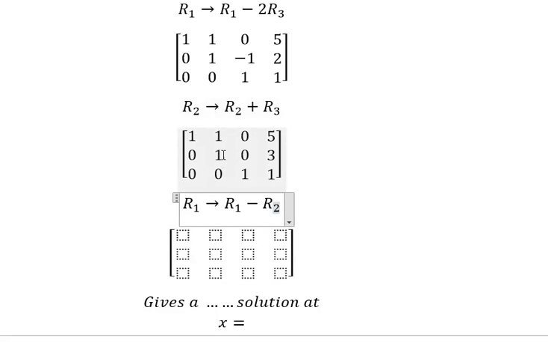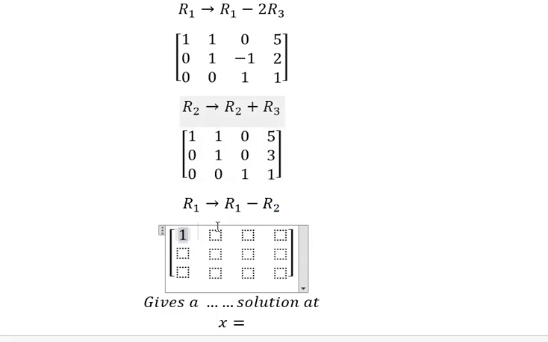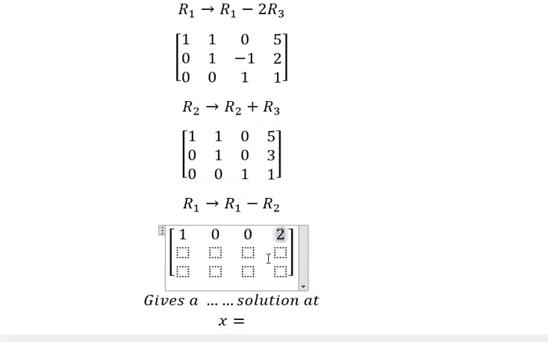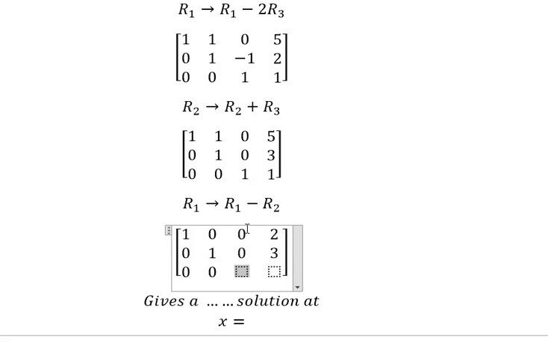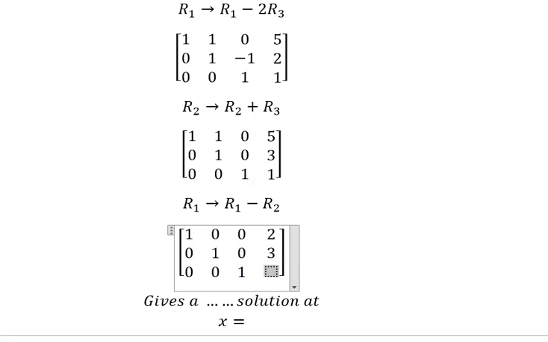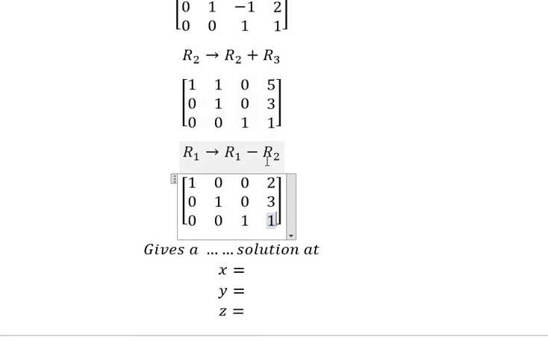And I only need one lot of row 2 because it's 1 and 1. So row 1, 1 minus 0, then 1 minus 1, which is 0, then 0 minus 0, which remains 0, and 5 minus 3, which is 2. My other rows stay the same, 0, 1, 0, and 3, and finally 0, 0, 1, and 1.